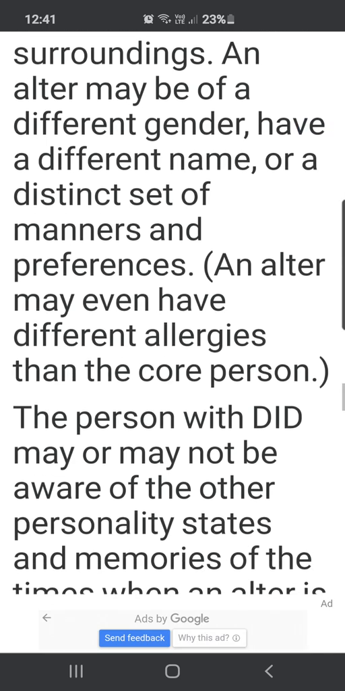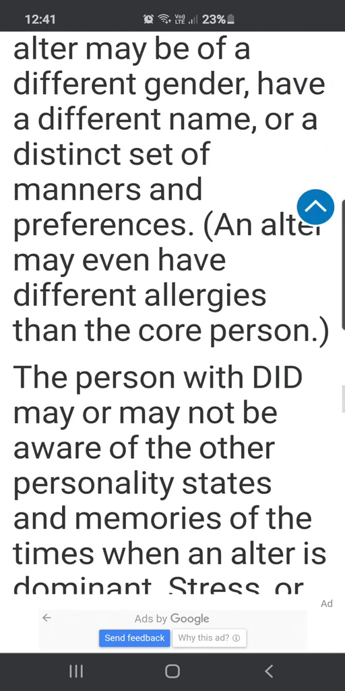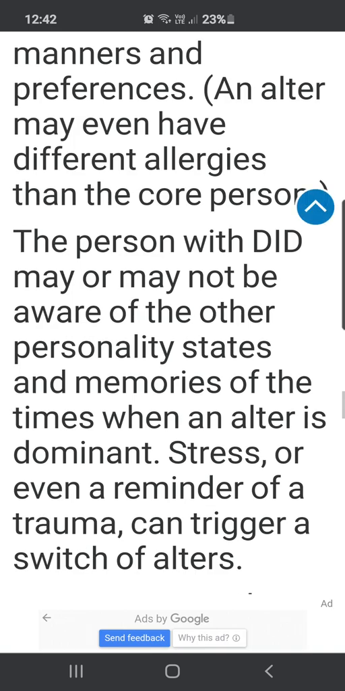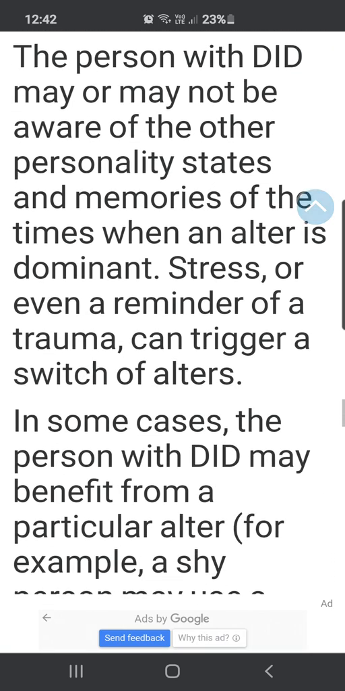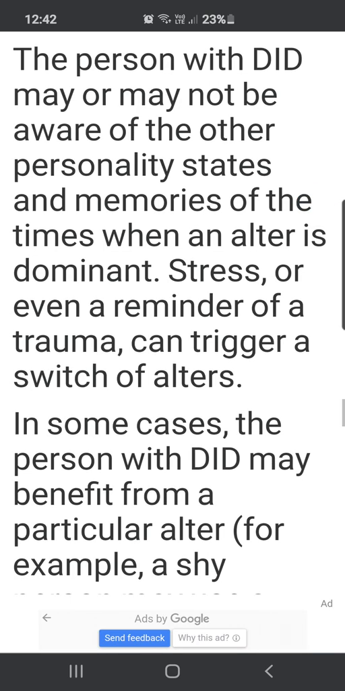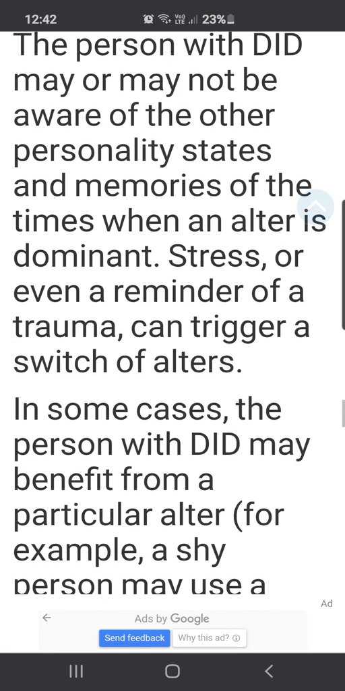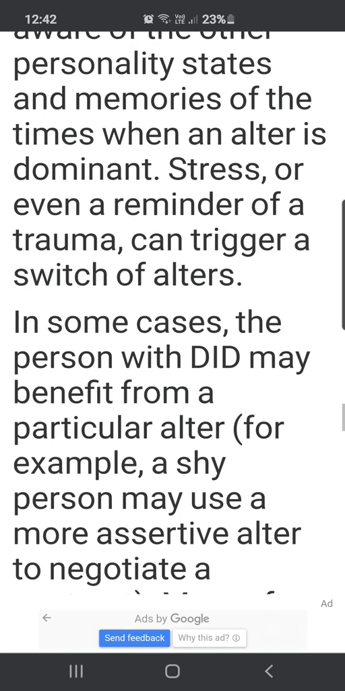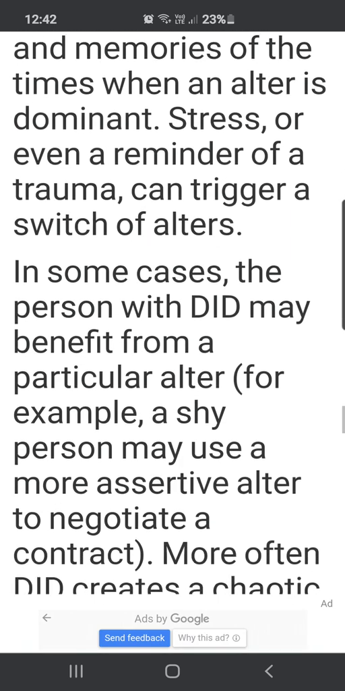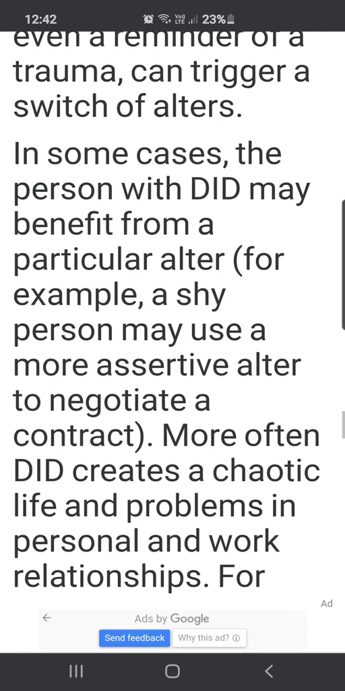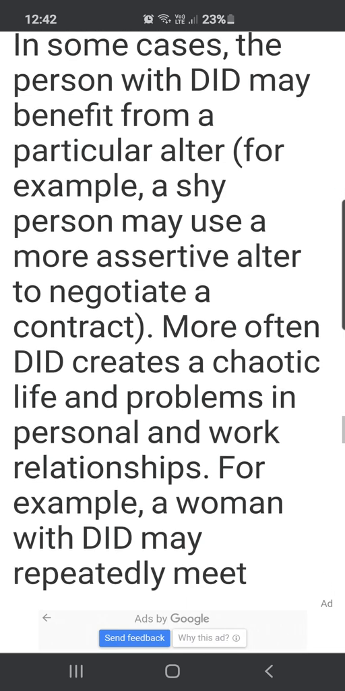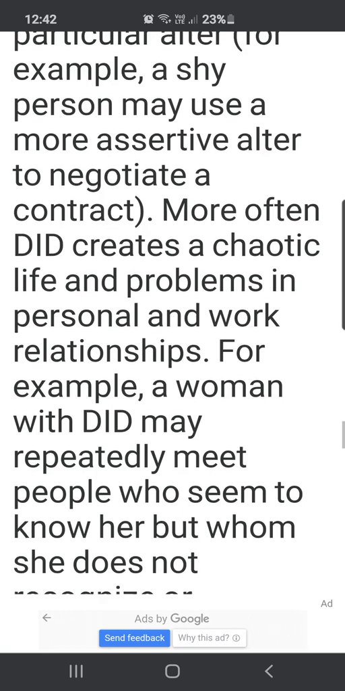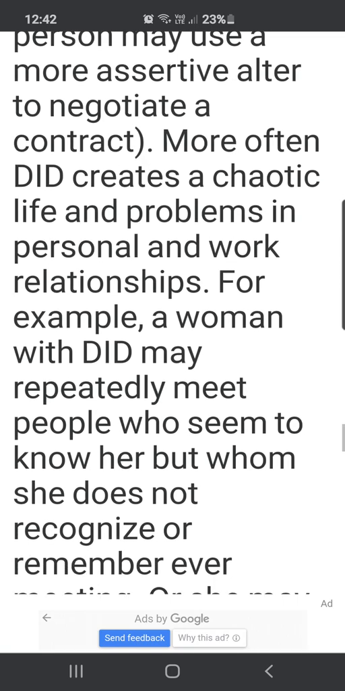An alter may be of a different gender and have a different name or a distinct set of mannerisms and preferences. An alter may have different allergies than the core person, which Frank doesn't have, period. The person with DID may or may not be aware of the other personality states and memories of the times when the alter is dominant. Stress or even a reminder of a trauma can trigger a switch of alters. In some cases, the person with DID may benefit from a particular alter. For example, a shy person may use a more assertive alter to negotiate a contract.